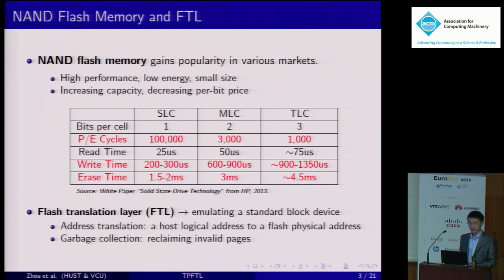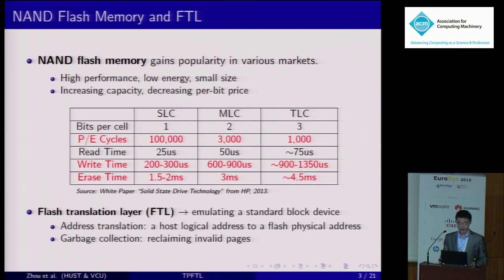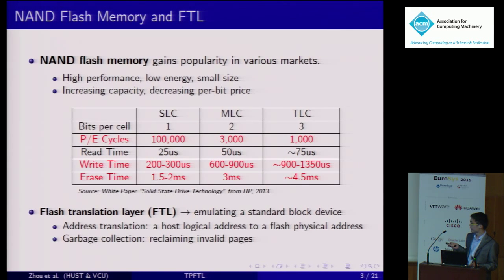NAND flash memory has gained increasing popularity in various markets due to high performance, low energy, and small size. Further, with the feature size scaling down and more bits stored in each flash cell, the per bit price is decreasing and the capacity is increasing. In contrast, the endurance and performance of flash memory are decreasing. For example, let's see this table. TLC has higher density than SLC, but undergoes fewer P/E cycles as well as longer write time and erase time.